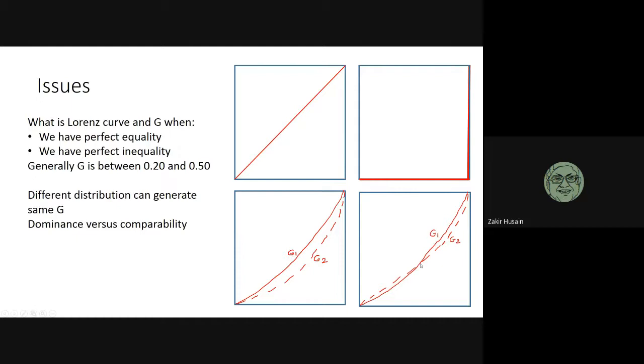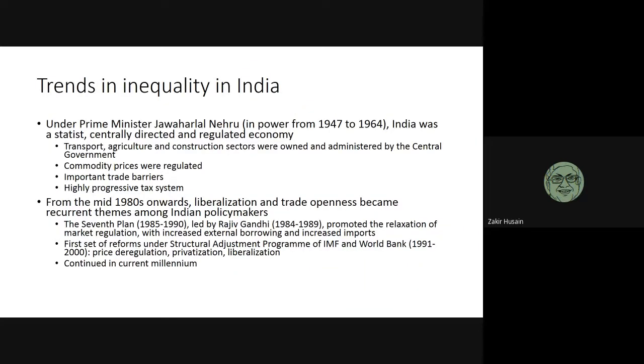So if you look at the ratio A divided by A plus B, it's quite possible that G1 will equal G2, even though the two distributions are different. If we have dominance, it's very easy to compare between the Gini coefficients. The comparisons are valid. But if we have a case like in this diagram, where the Lorenz curves are intersecting, then comparison is not that easy.